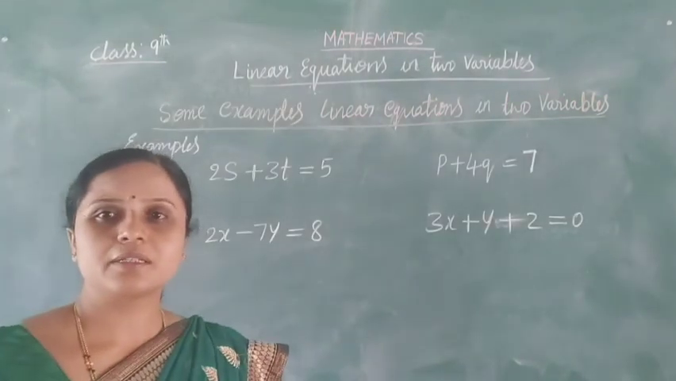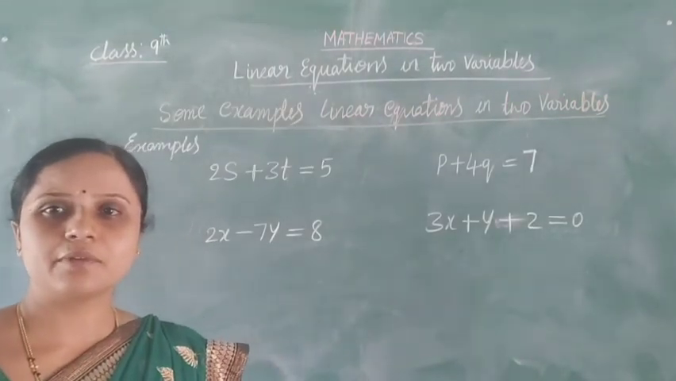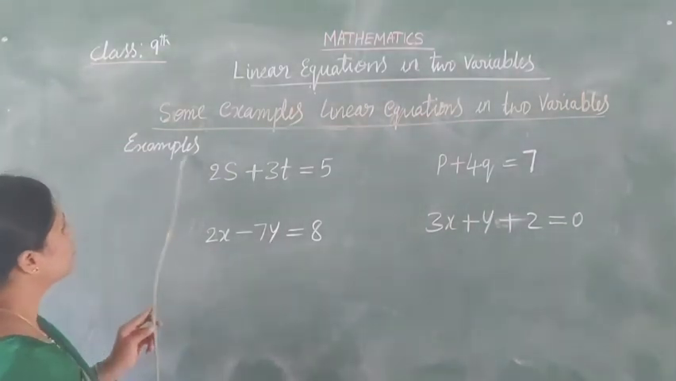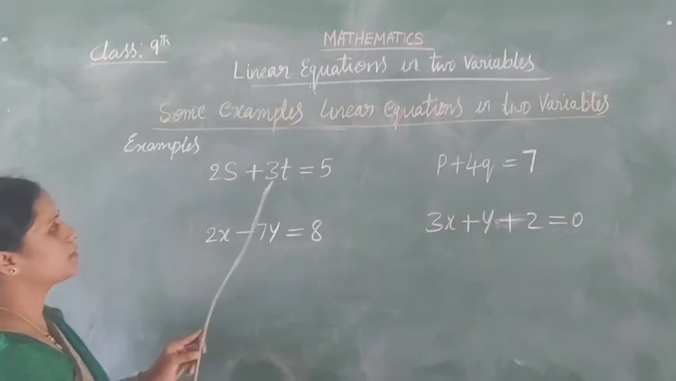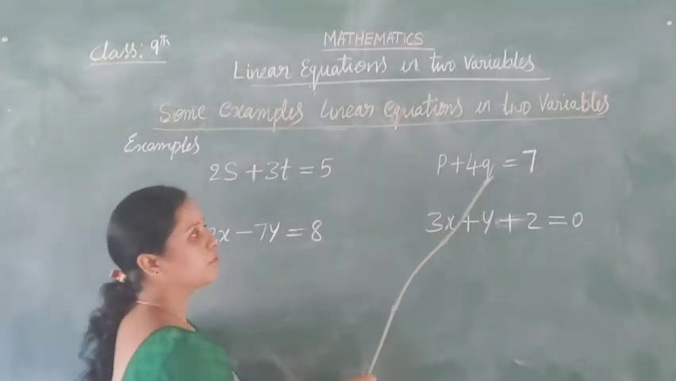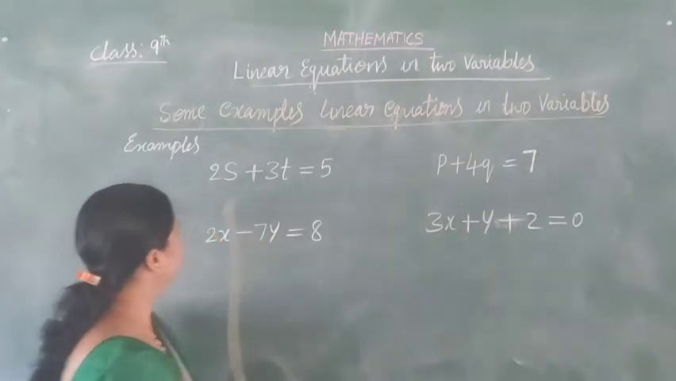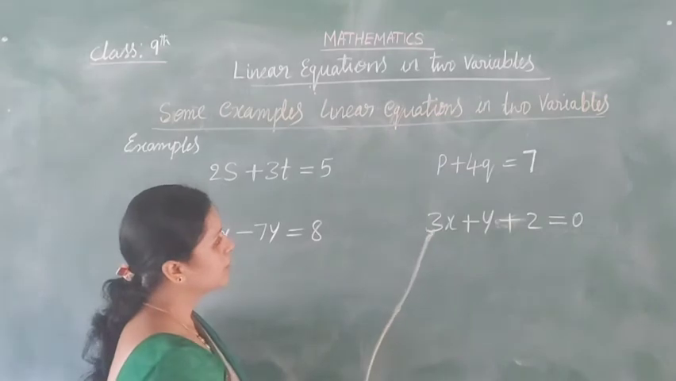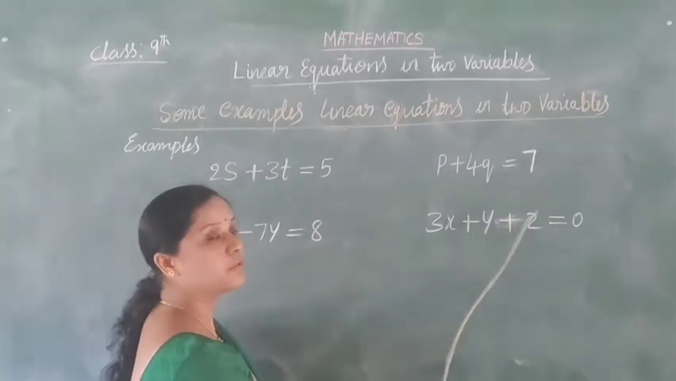Students, now look at some examples of linear equations in two variables. Here you can observe the examples: 2s plus 3t equal to 5, p plus 4q equal to 7, 2x minus 7y equal to 8, 3x plus y plus 2 equal to 0.